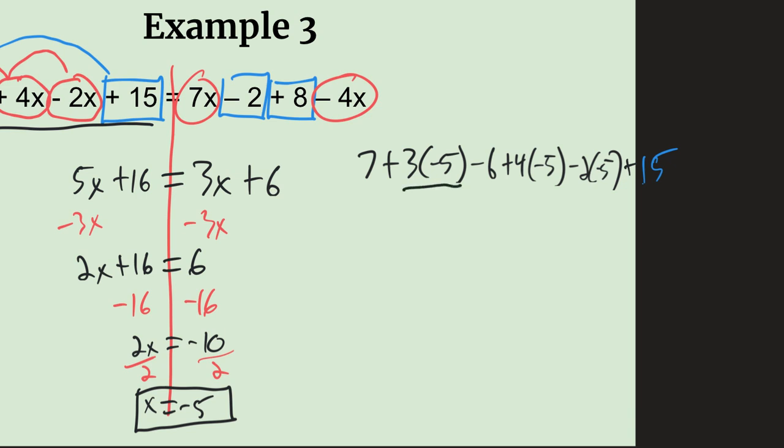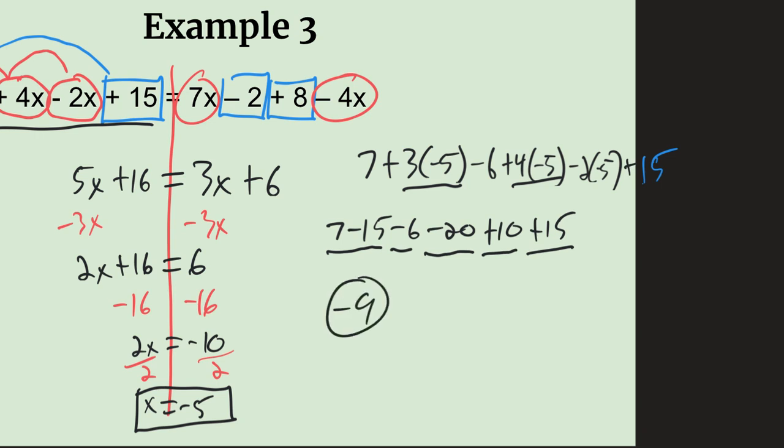This would become, so it's 7 minus 15, minus 6, minus 20. 4 times negative 5 is negative 20, plus 10, plus 15. And then we get 7 minus 15 is negative 8, minus 6 is negative 14, minus 20 would be negative 34, plus 10 would be negative 24, plus 15 gets us negative 9. So that's the left side.